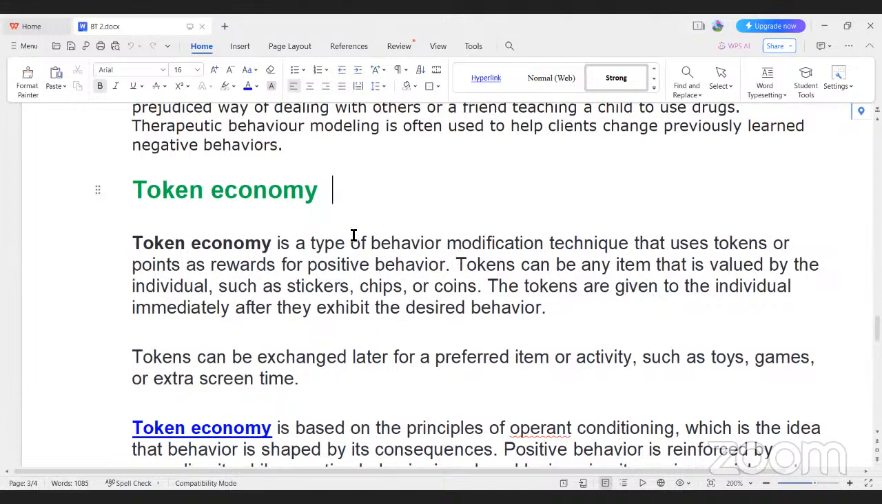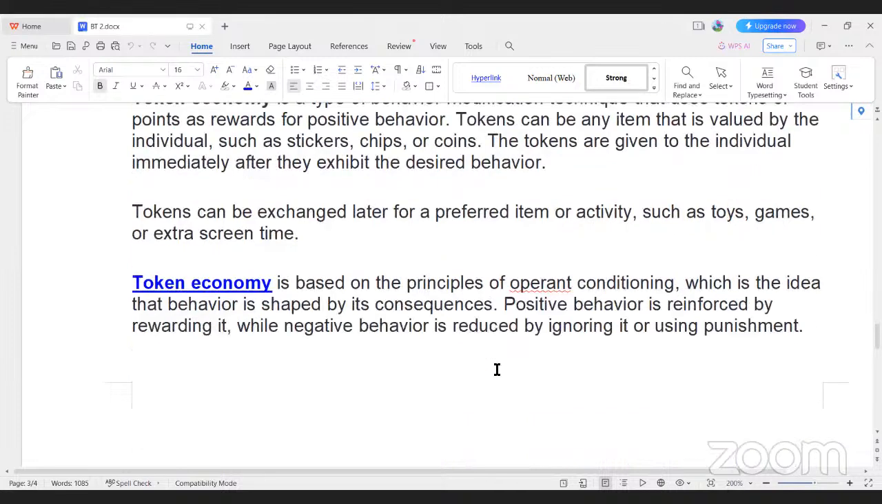So by seeing the children who have already achieved tokens, the other children also try to improve their performance to get the tokens. Like that, in the school environment, this type of token economy system, even nowadays, almost all schools are following this.